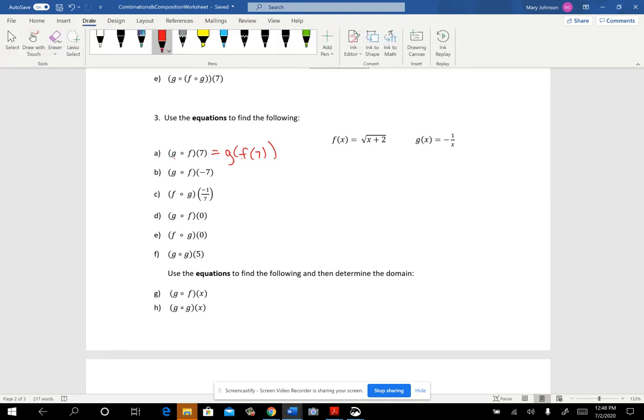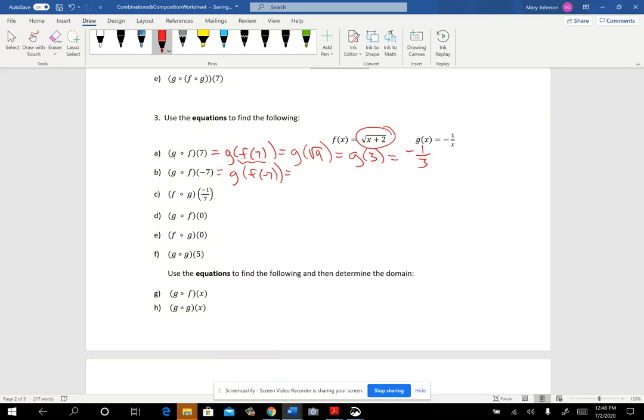So F of 7, that would be putting 7 in there. So F of 7, this part would be square root of 9. So I might want to go ahead and reduce that. That would be 3. And then don't forget, you need to do G of that. So now I do G of 3. So I come over here and I say, okay, that's going to be negative 1 over 3. All right, if I did G of F of negative 7, how would that affect things?